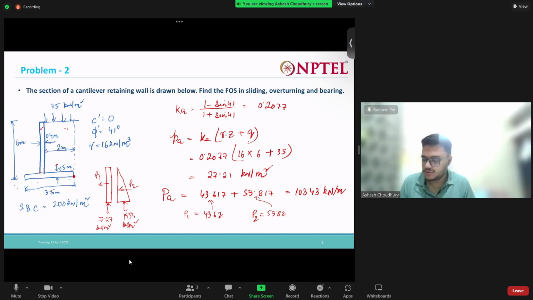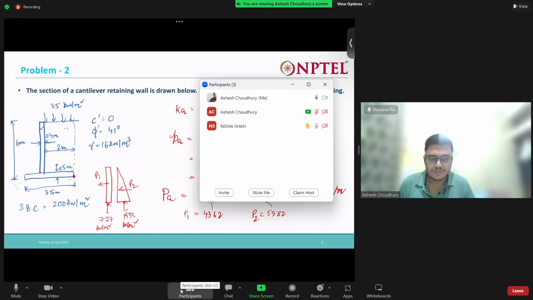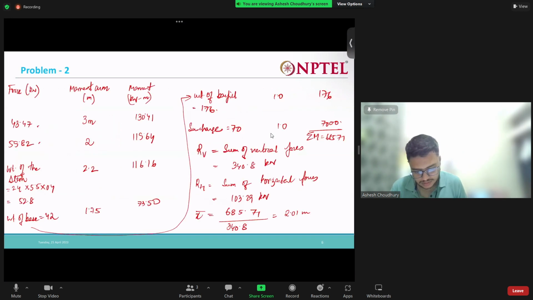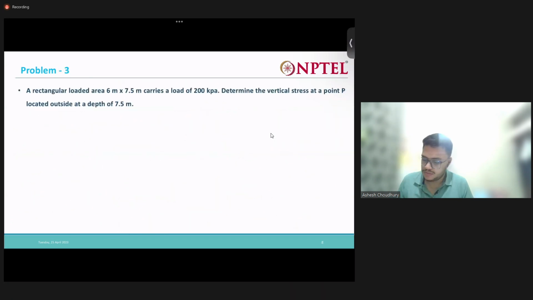Okay, so let's move to the next problem. Yeah, so the next problem, we have a rectangular loaded area 6 meter times 7.5 meters that carries a load of 20 kPa. We need to determine the vertical stress at a point P located outside the depth of 7.5 meters. Okay, so let us see how the figure is actually. We'll draw the load area for you.